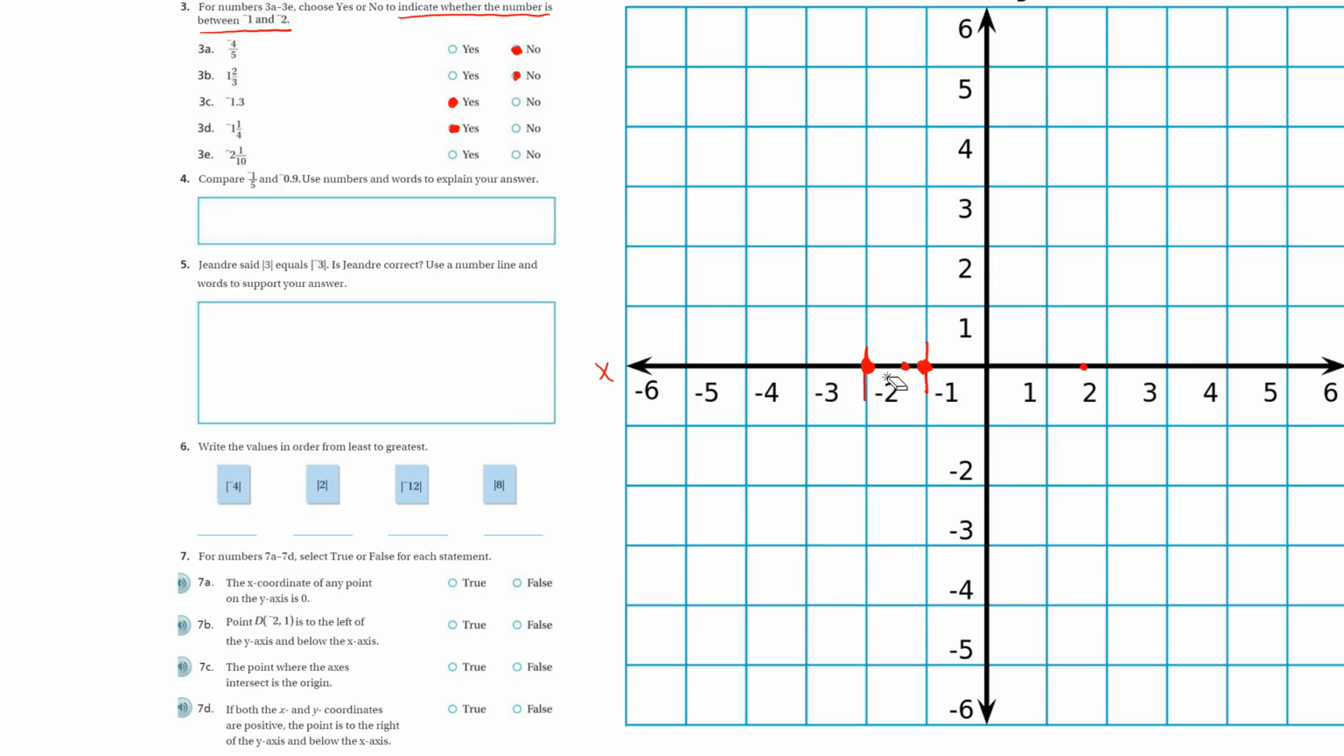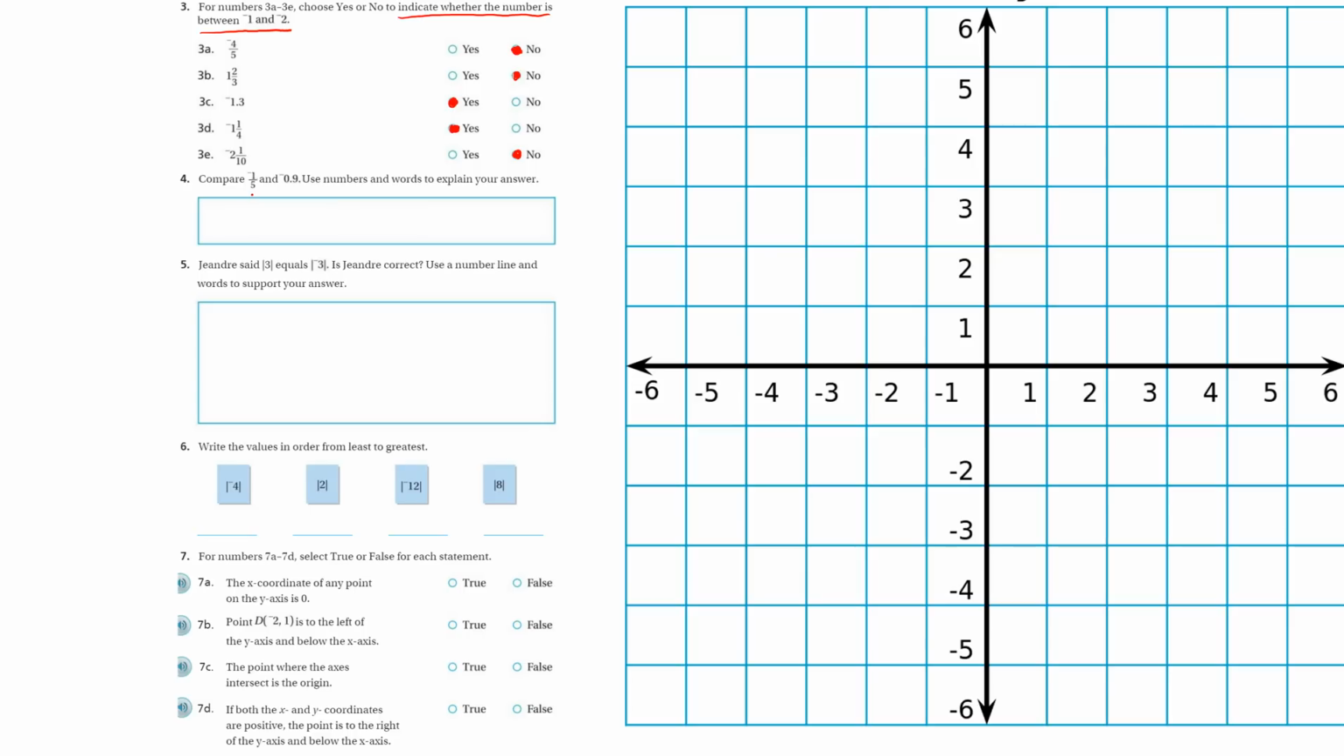And then our last one, -2 1/10. So it's going to be -2 and some more. So that lies outside of our area. So that's going to be no. So on your test, you always want to, on these types of problems, make a number line. Use your graph paper, use your scratch paper, make a number line, and go ahead and graph those points. That's the easiest way to see if it's going to be yes or no.